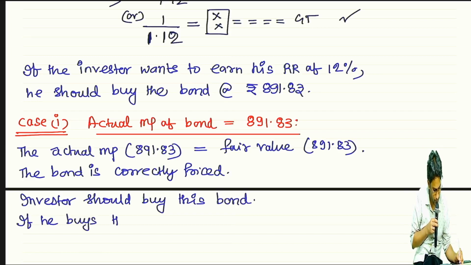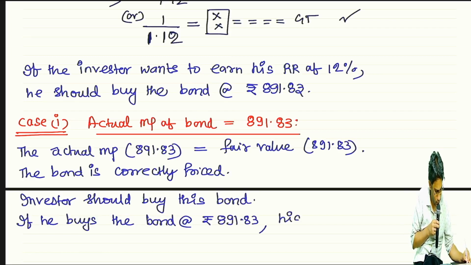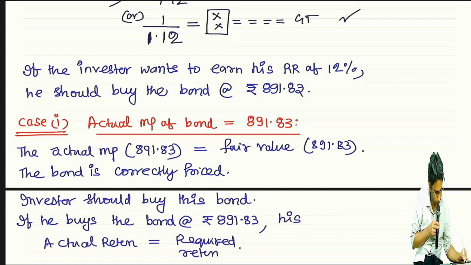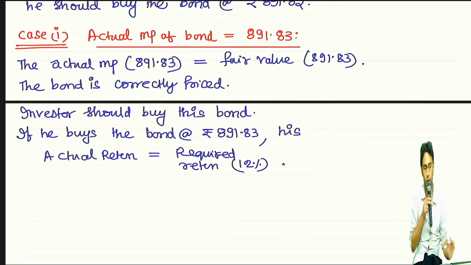If he buys the bond at rupees 891.83, his actual return will be equal to required return. So you will exactly get whatever you want. That much return you will get.